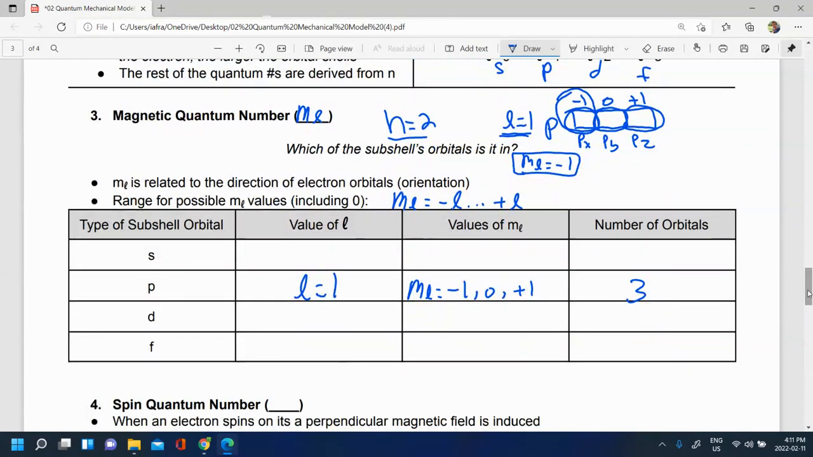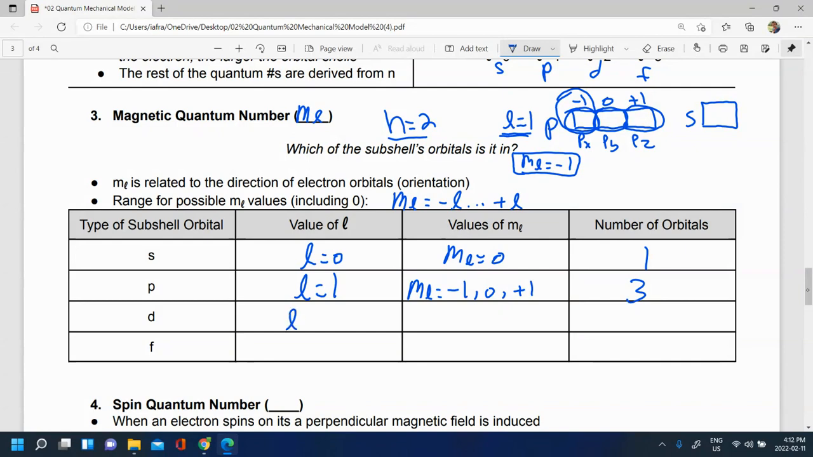We can do the same thing for s. So for s, the value l is equal to 0. And there's no negative 0 or positive 0, so there's only one ml value, 0. There's only one orbital. If you remember from s, I'm drawing this in a different order, but it's okay. This is what an s is. That's it. There's only one box. That makes sense.